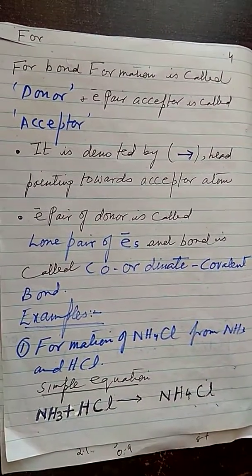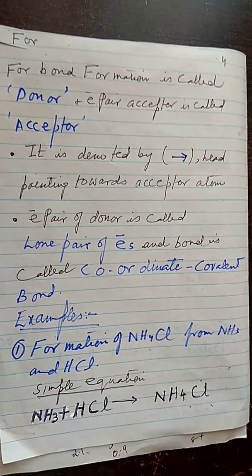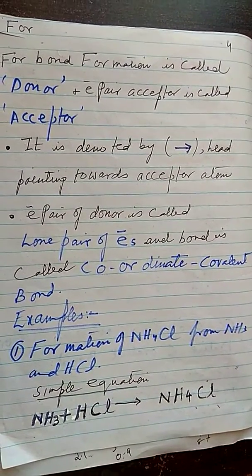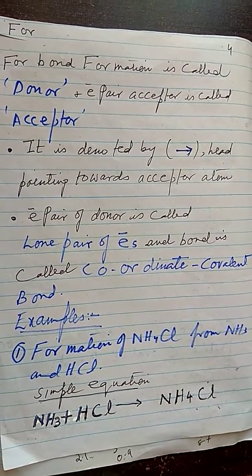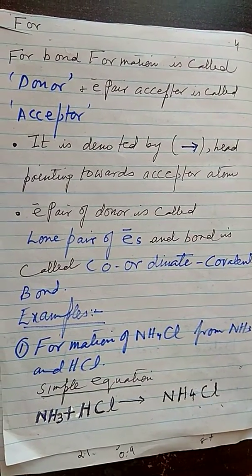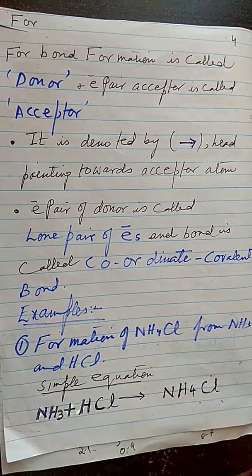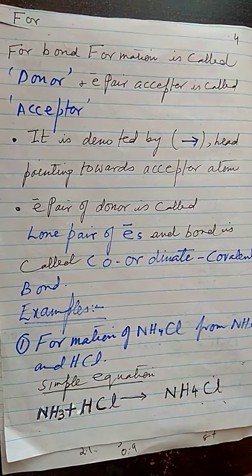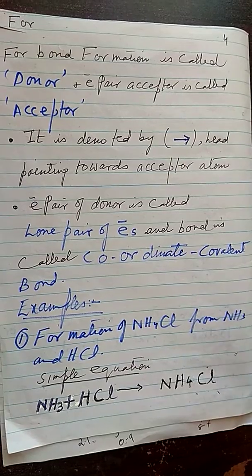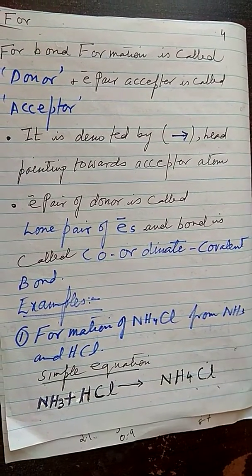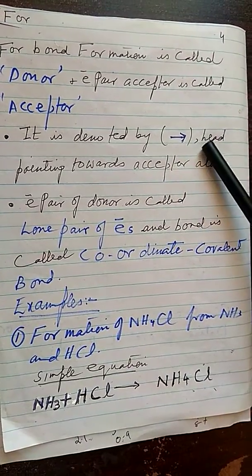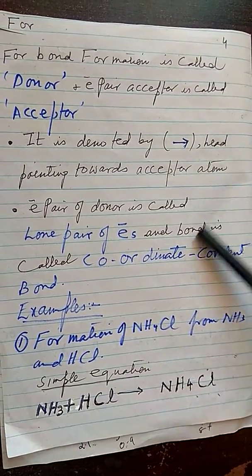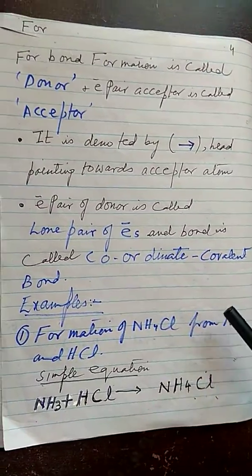So now you understand what a coordinate covalent bond is. It is a special type of covalent bond, also known as the dative covalent bond, which is produced between two atoms in such a way that both the electrons for the bond formation are provided by the one atom, known as the donor. The other atom which accepts the electron pair is known as the acceptor, and the bond produced between them is shown by an arrow, and the head points towards the acceptor. Now it will be very clear with the help of examples.